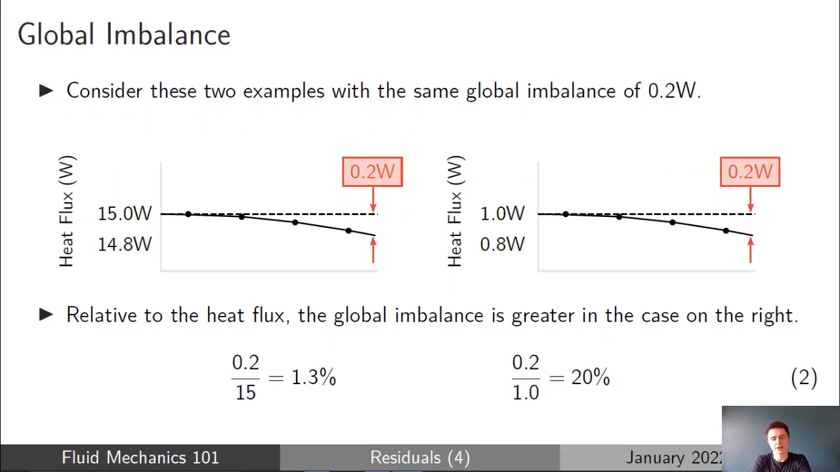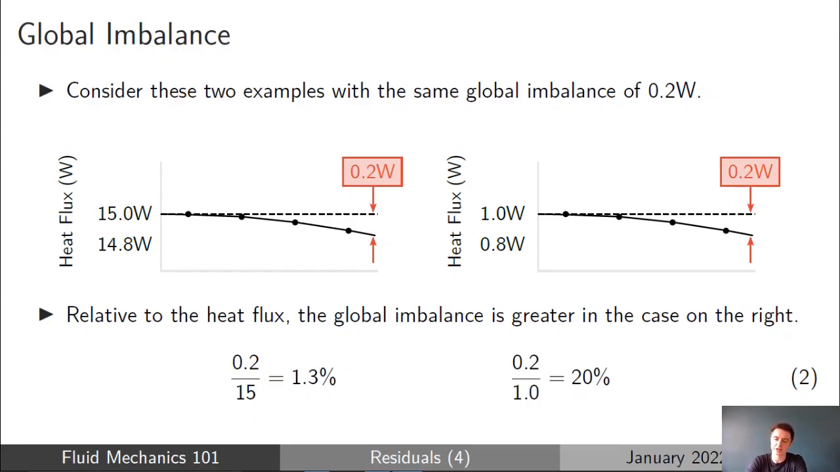Now, thinking about this idea of global imbalances, so we're now just looking at the left end of the bar and the right end of the bar, and we don't really care about what happens in the middle for the moment. If you consider the case on the left where we've got 15 watts of heat coming in the left end of the bar, and then at the right end of the bar, we've only got 14.8 watts going out. So the global imbalance in this case is 0.2 watts. We've lost 0.2 watts somewhere along the bar due to our iterative solution process.